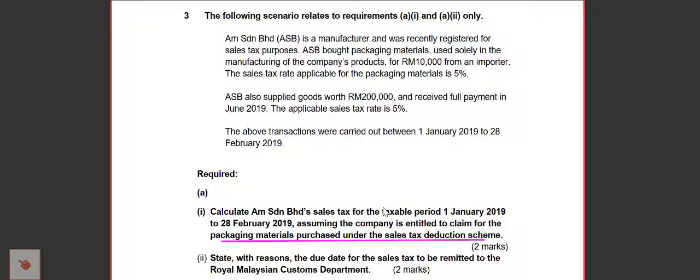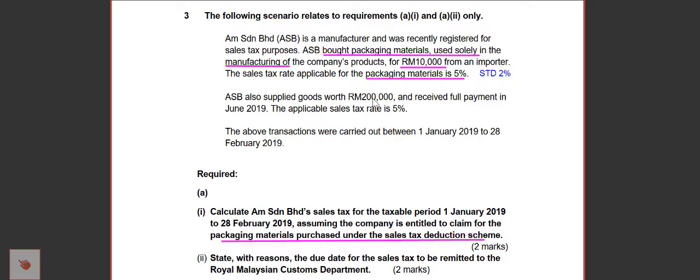Okay. Now, it says over here that AM is a manufacturer and was recently registered for sales tax purposes. Now, they have bought packaging material used solely in the manufacture, 10,000 ringgit. And the sales tax for this material is 5%. Now, what do you do when you suffer 5%? You get back a deduction at 2%, right? Correct or not? If it's 10%, 4.